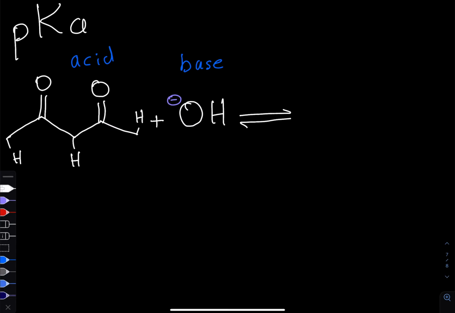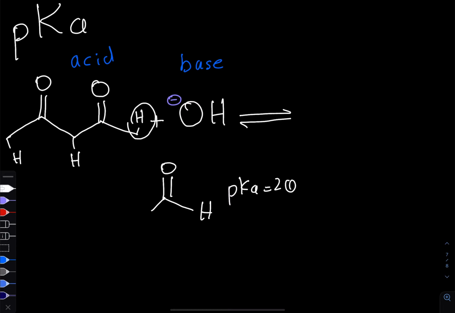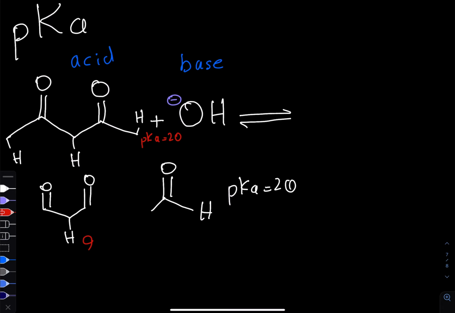So if you think back to the examples we had, if you had this molecule, it doesn't matter what's attached on the left side. If there's a hydrogen on here, this has a pKa of 20. So this hydrogen has a pKa of 20. Now, if you have 2 ketones with a hydrogen between them, that hydrogen has a pKa of 9. So the pKa of this hydrogen is actually 9.